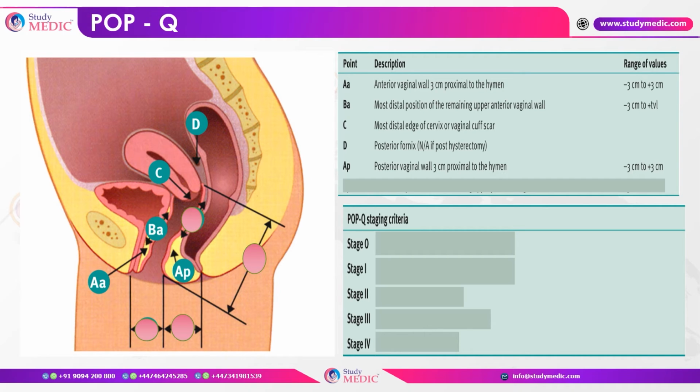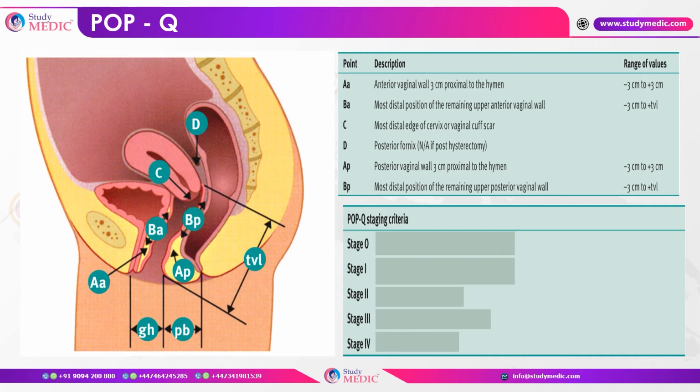Then you have point B sub P, which corresponds to point B sub A on the anterior vaginal wall. This is on the posterior vaginal wall. And again, point B sub P could measure -3 to total vaginal length. Okay. Then you have, this is your total vaginal length. This is the perineal body, and this is the genital hiatus.